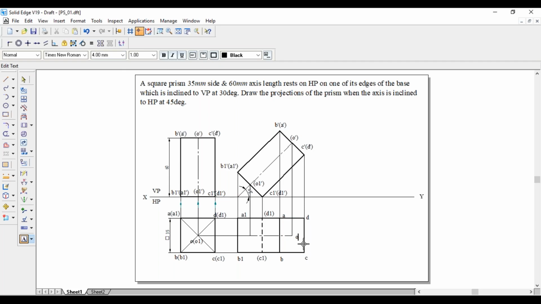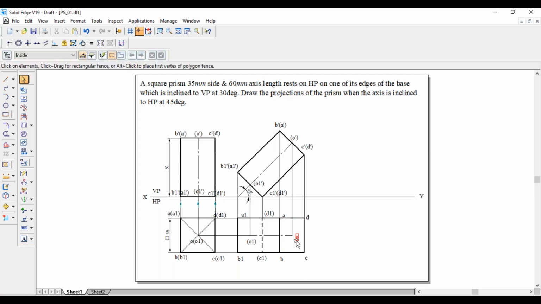As this face is visible, write O outside the bracket only. As this face is invisible, write O1 in the bracket, that is invisible. So this completes the second position.